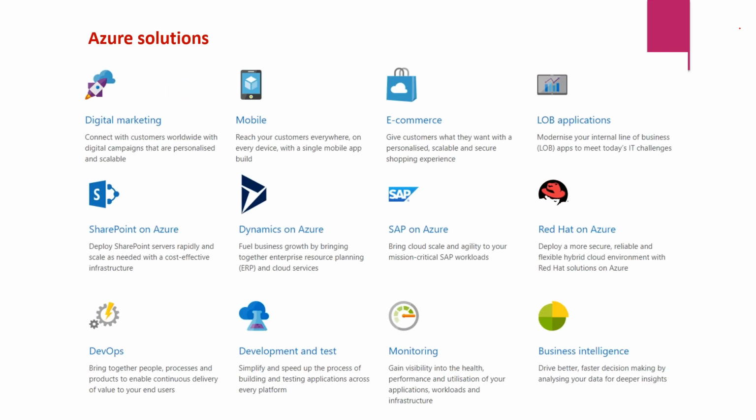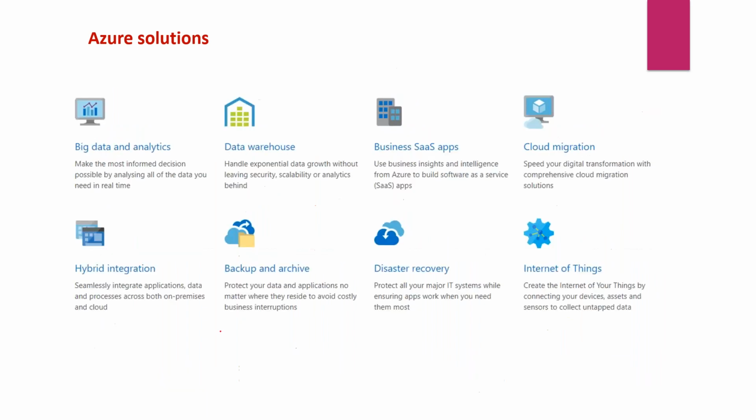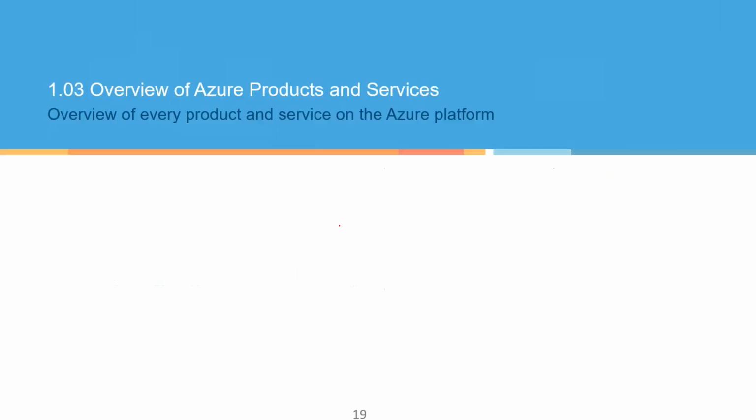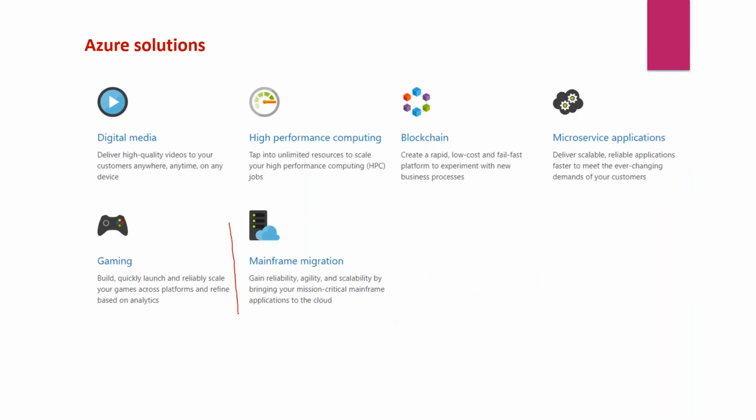Some of the solutions they provide: digital marketing solutions, mobile apps, e-commerce, LOB applications, SharePoint, Dynamics, SAP, Red Hat, DevOps tools, BI tools, big data, cloud migration tools. These are some of the tools that they have to migrate your on-premises services to Azure. They also have IoT, backup and archive, hybrid, and so on. Mainframe migration is also possible.